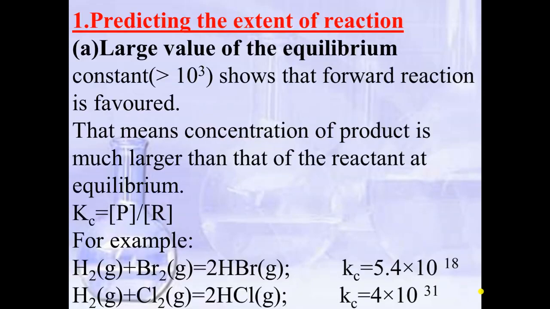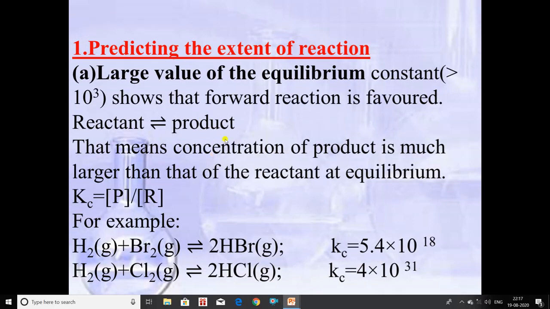That means Kc. So your first application is predicting the extent of the reaction. Here, if there is a large value of equilibrium constant and the value is greater than 10 to the power 3, that means 1000, then the reaction is in forward direction. That means reactants are converting into product and the value of product is very high. So here the formula of Kc is concentration of product divided by concentration of reactant.